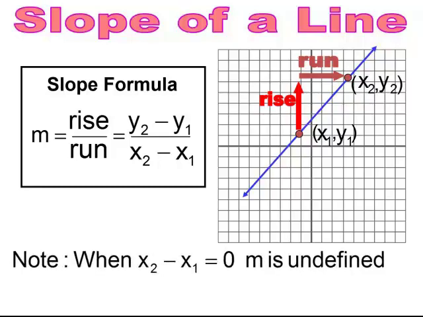Now, a key note here is, if we have x2 minus x1 equal to 0, then our slope is undefined, because you can never have 0 in the denominator, or you can't divide by 0. So if we get 0 in the denominator here, we end up with an undefined slope.